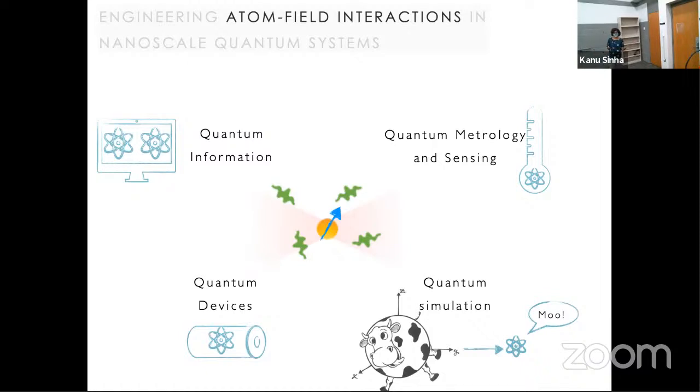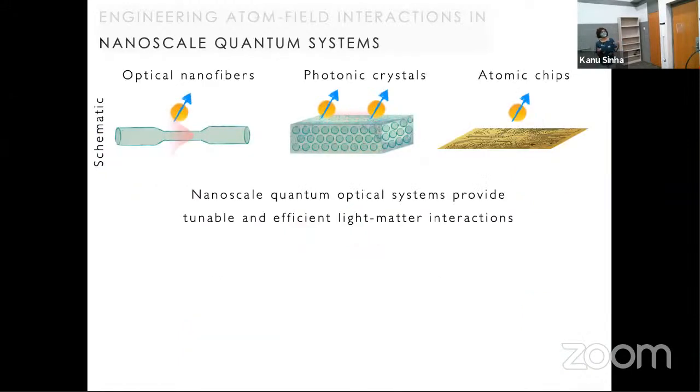And one way, as we know, to boost these interactions is to shrink our systems down and confine our electromagnetic fields in smaller and smaller mode volumes. As we do so, this brings us to an emerging, or well, I should say already pretty emerged, family of nanoscale quantum optical systems, which provides both very efficient as well as very tunable and engineerable light matter interactions. Okay, so here what I've drawn are some representative examples.